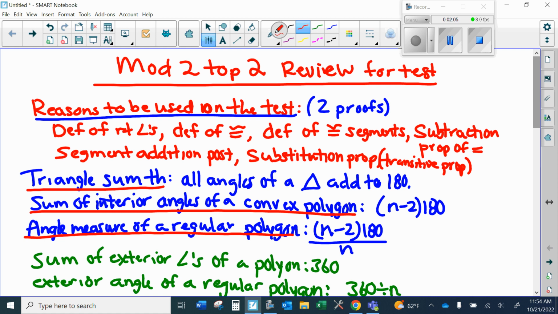Remember, the n minus 2 is the number of triangles that can be drawn when I draw all the diagonals from one vertex, and of course, each triangle adds 180 degrees. That's why you're multiplying by it. So if I want the angle measure of each angle of a regular polygon, I need to first find the total degrees of the interior angles, which is n minus 2 times 180, and then divide by the number n. That will give me the degree. That's only for a regular polygon, not for just any convex polygon.